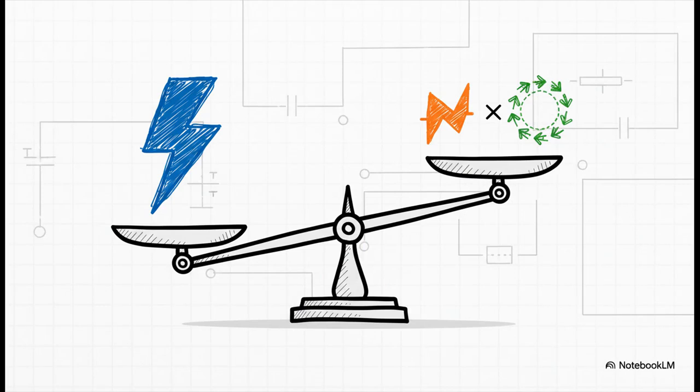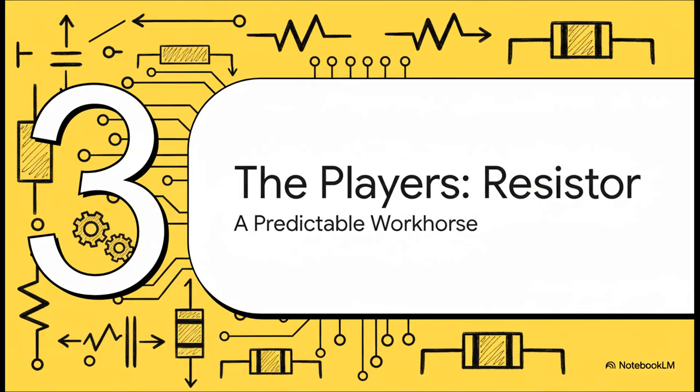And this whole profound physical law, it boils down to one simple equation. U equals R times I. Voltage is just resistance multiplied by current. With this one formula, you can predict and control what's happening in almost any basic circuit. It's that powerful. Okay, so we know the rules of the game.